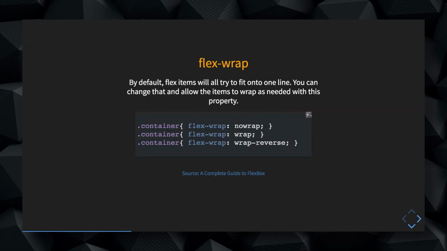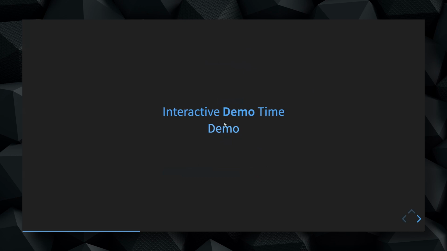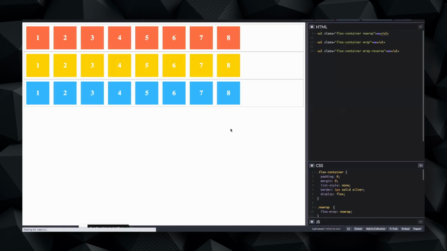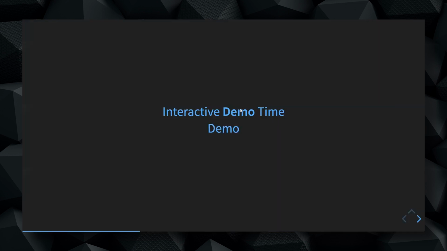If we switch to the wrap value, the elements whose size doesn't fit on the same line go on the following line. And wrap reverse will reverse the order of the elements that are wrapped. Let's see the demo for this. Okay, I will show you first the interactive demo.